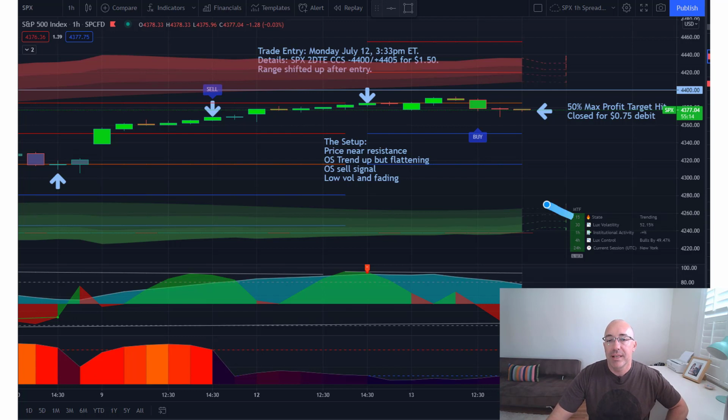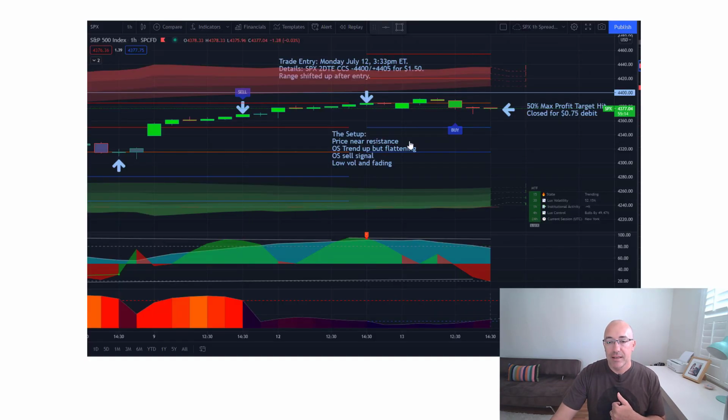What I'm doing is stacking the probabilities that over the next period of time, in this case 5 or 6 bars on an hourly chart, we can get some time decay in there because these are shorter dated options. So I was able to close the trade several bars later for 50% of the max profit. We'll look at the order here in a second. And again, this was the setup. So I took the money and ran.